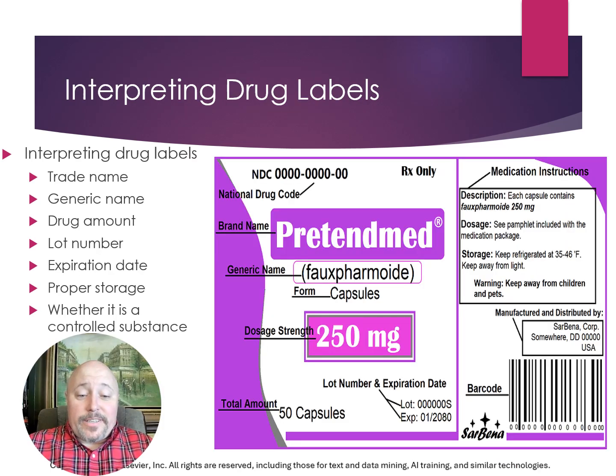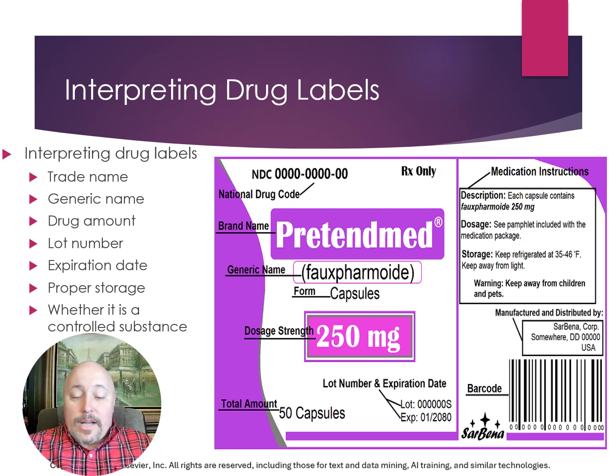A key aspect of medication administration is going to be reading the label. For here in our example, we begin looking at the trade name or brand name, which in our case is Pretend Med. Next, down below it would be the generic name, Pharmoid in this case. The drug amount, which is going to be the dosage, in our case, 250 milligrams.